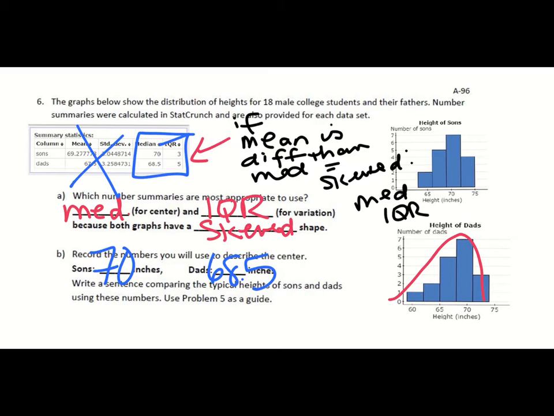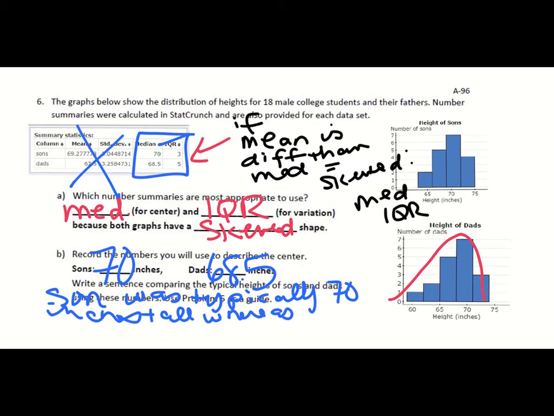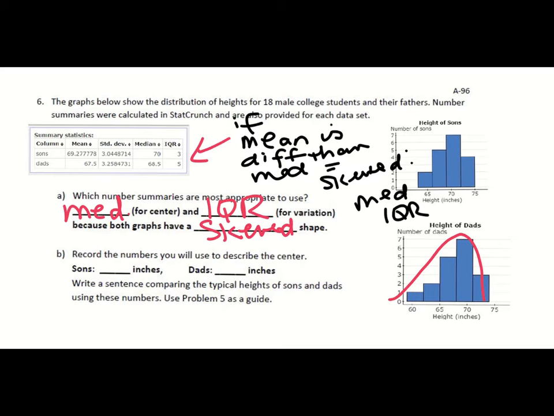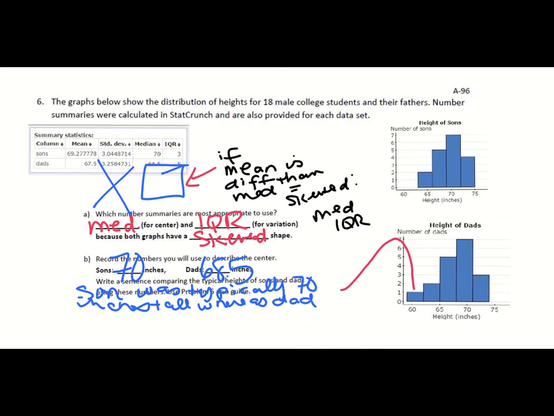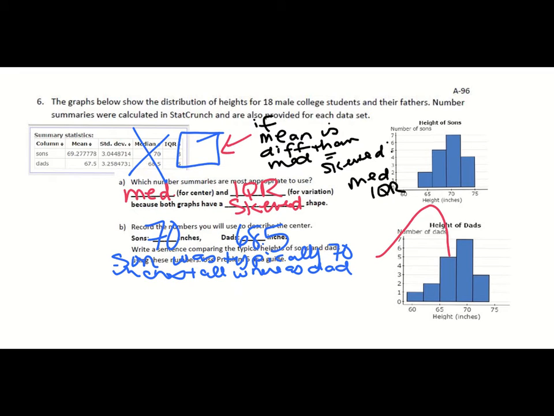It says, write a sentence comparing the typical heights of the sons and the dads. Use problem 5 as a guide. So the son was typically 70 inches tall, whereas dad was typically 68.5 inches tall.